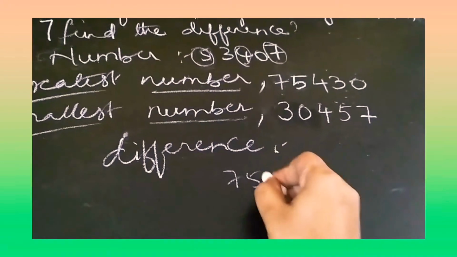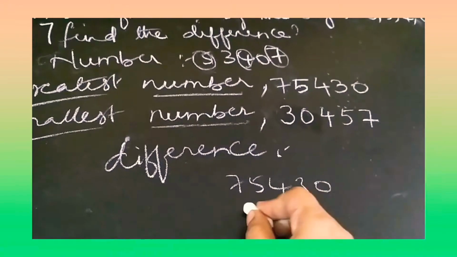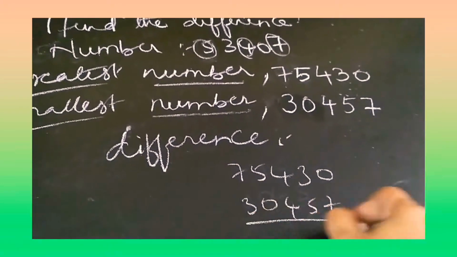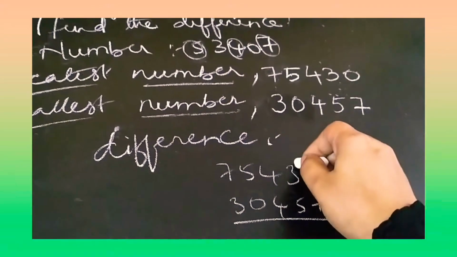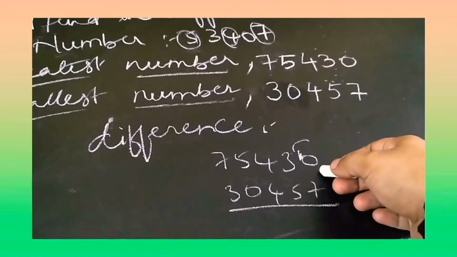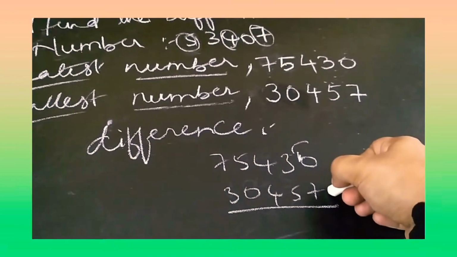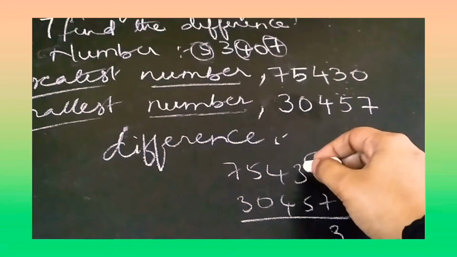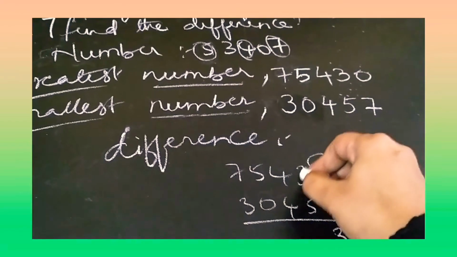Difference means we have to do subtraction. 7,54,30 minus... 0 minus 7 we can't do, so we are taking one borrow here. 10 minus 7 is 3. Here 2 is there.